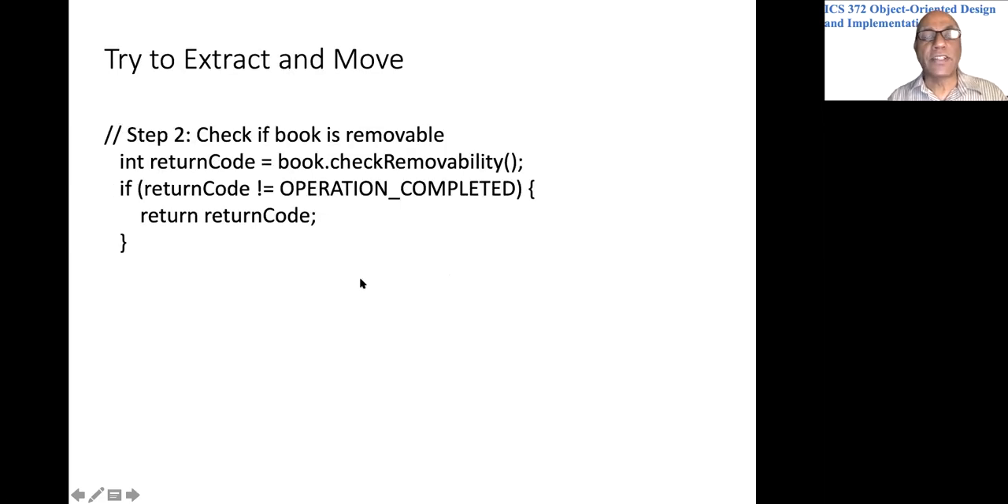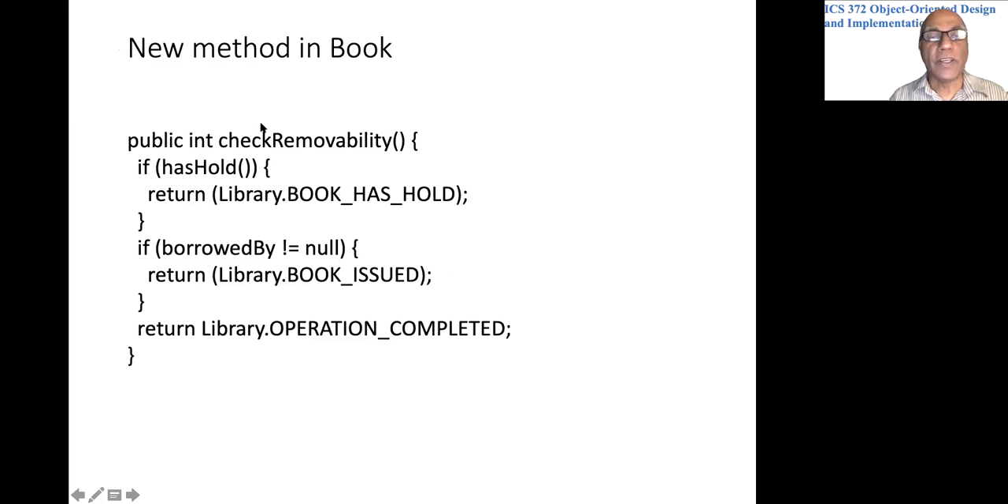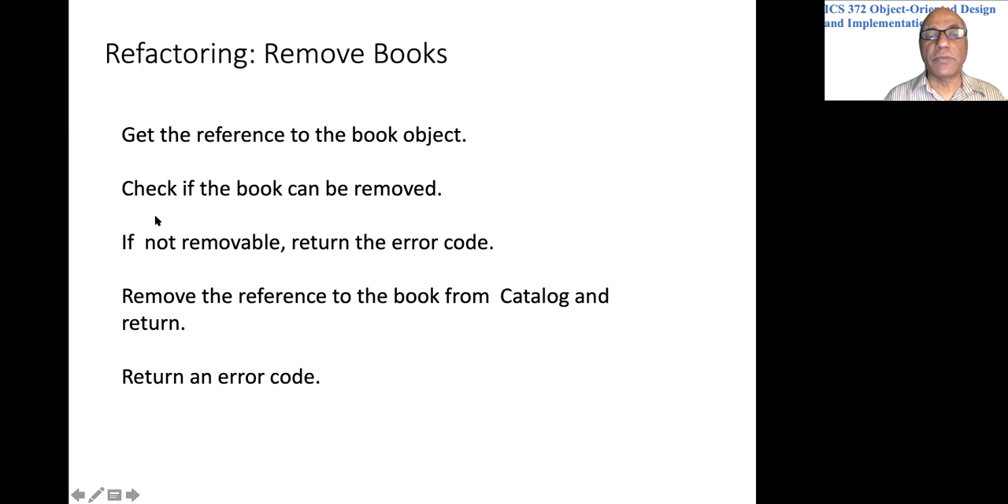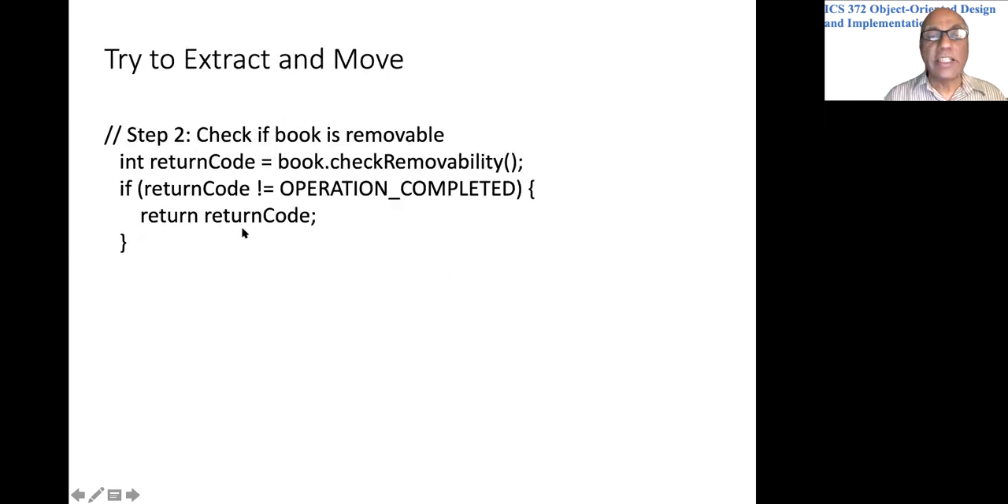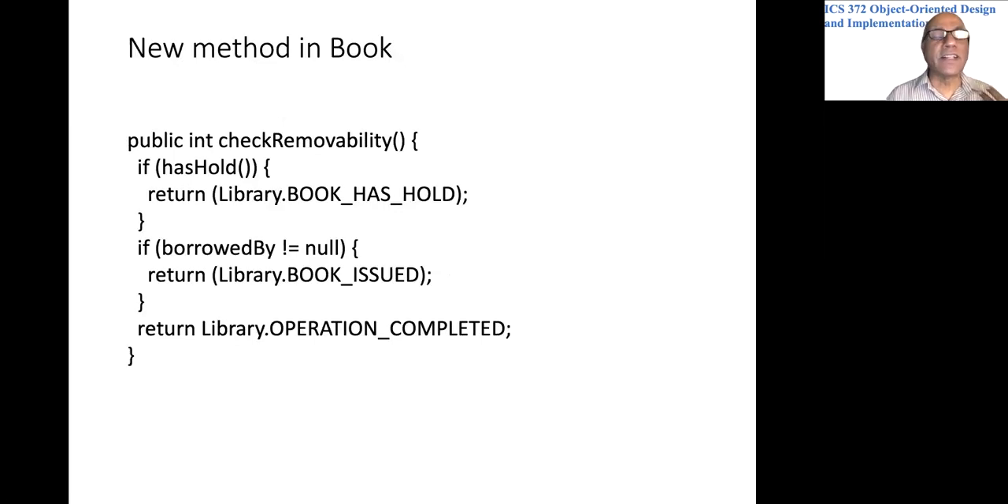If you try that, as you can see here, if you try to have a method like check removability, that is right here, right? You have to check if the book is removable. The question is, can you extract that method? If you extract it, it doesn't really serve any useful purpose. You will have to have all those return codes right in the method. There are too many return points. This is just a useless attempt.